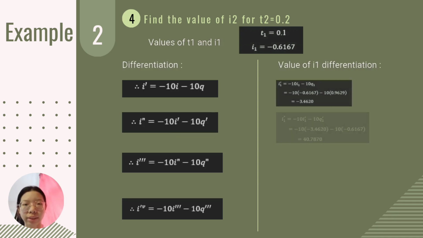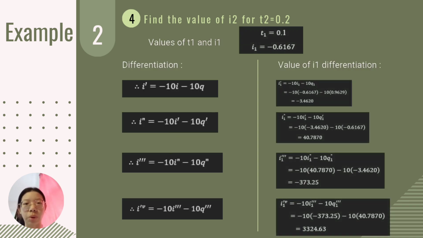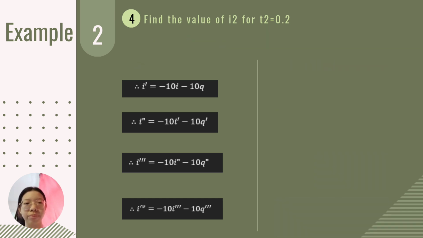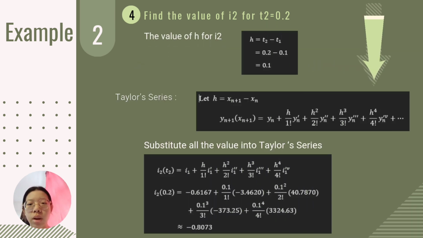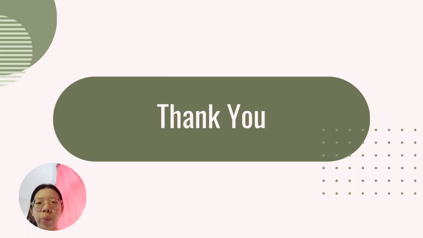To find the second current, with the initial condition t equal to 0.1 second, the current will be negative 0.6167. So we will calculate the derivative step by step. By using the Taylor series method, we will gain the second current at step 0.2, which will be equal to negative 0.8073 ampere.